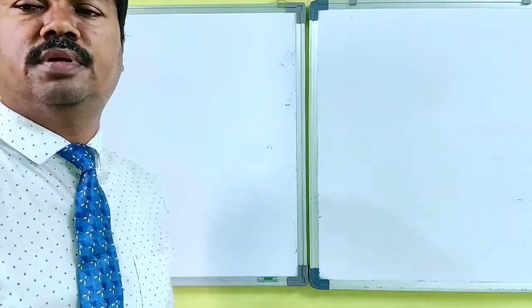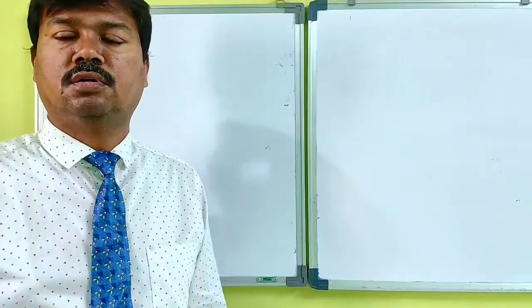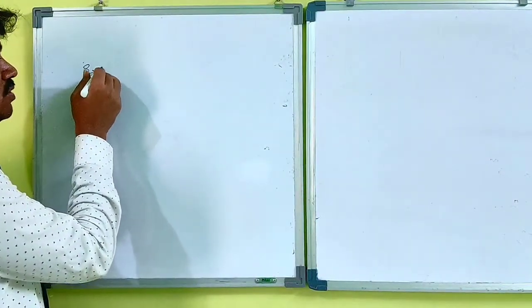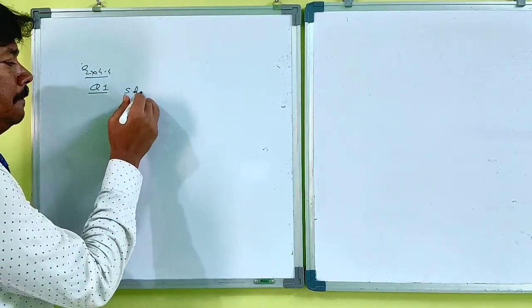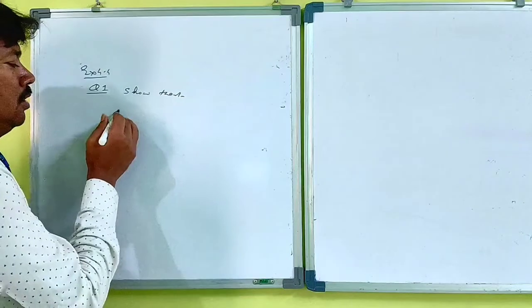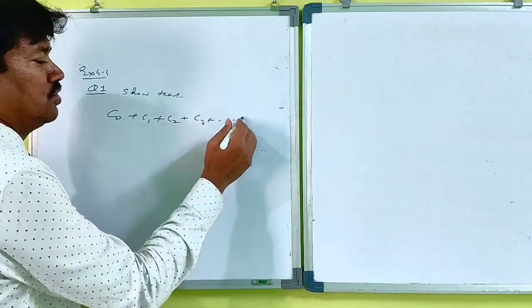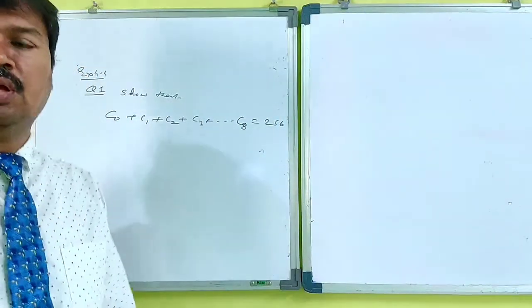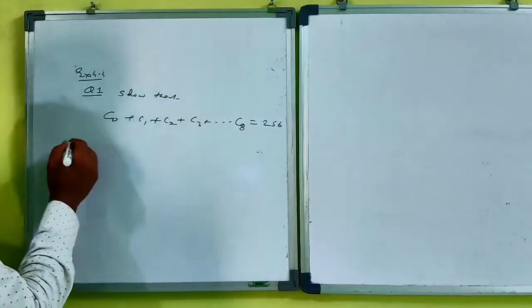Now a few questions based on exercise 4.4, that is the same concept. Here, exercise 4.4, question number 1: show that C0 + C1 + C2 up to C8 is equal to 256. Now this you have to prove. How to prove this is very simple. Start from the left hand side.